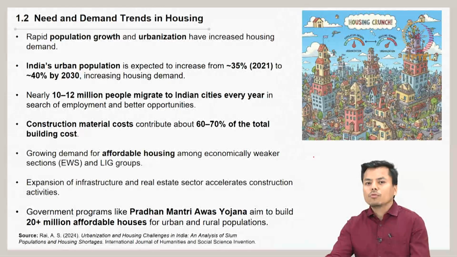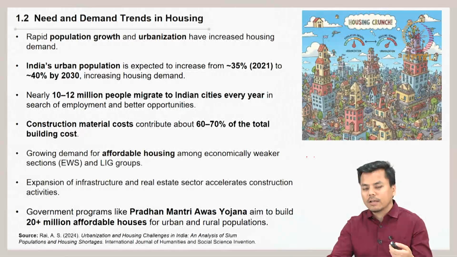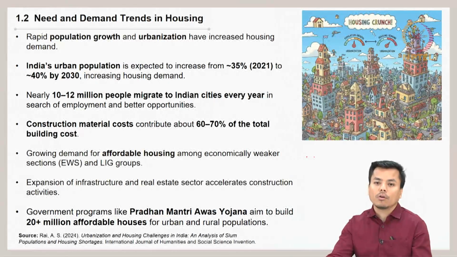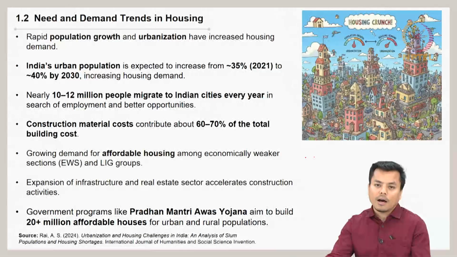The next topic is the need and demand trends in housing. Rapid population growth and urbanization have increased housing demand. It is very true that in most of the cities, people from nearby towns and villages come generally for employment, or for getting good education, or for good medical care, which may not be available in those towns and villages. So there is a lot of migration happening to urban areas, and that is where the population has been increasing in urban areas, and you will find there is a shortage of houses.